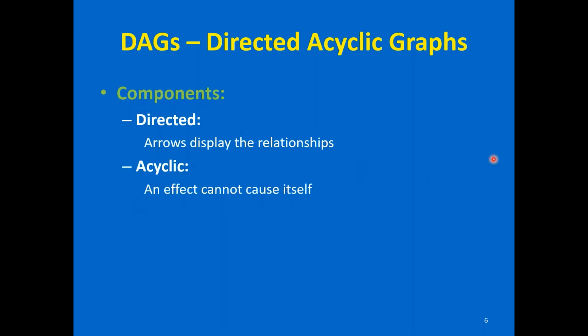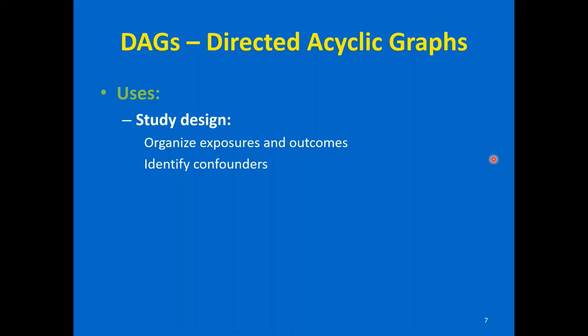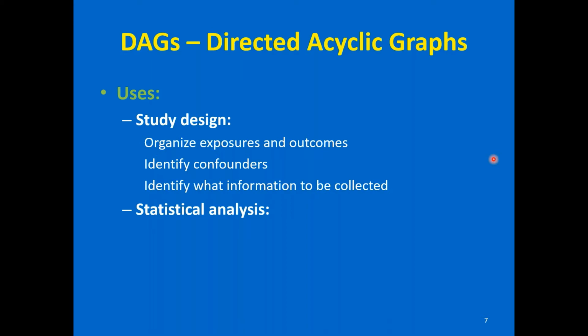The components of the DAGs: one, the arrows display the relationship. Acyclic means that an effect cannot cause itself. These are graphic representations of relationships between variables. When do we use DAGs? In study design to organize exposures and outcomes, to identify confounders, which is why I'm giving this talk today, and to identify what information to be collected. Also during statistical analysis of a research project, to identify which confounders to adjust for.